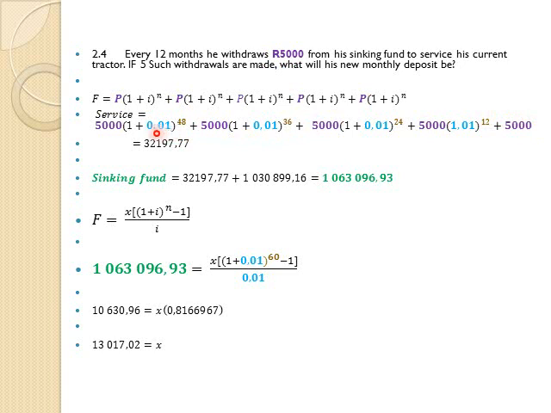So interest is still 0.01, right? So there, 0.01, and he's withdrawing 5,000 every time. So in total, he's withdrawing 32,197 rand 77 cents to service his tractor over the 5 years.